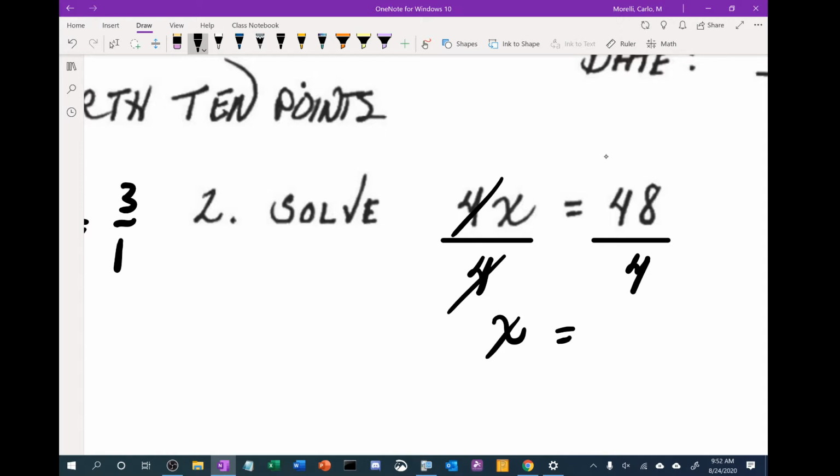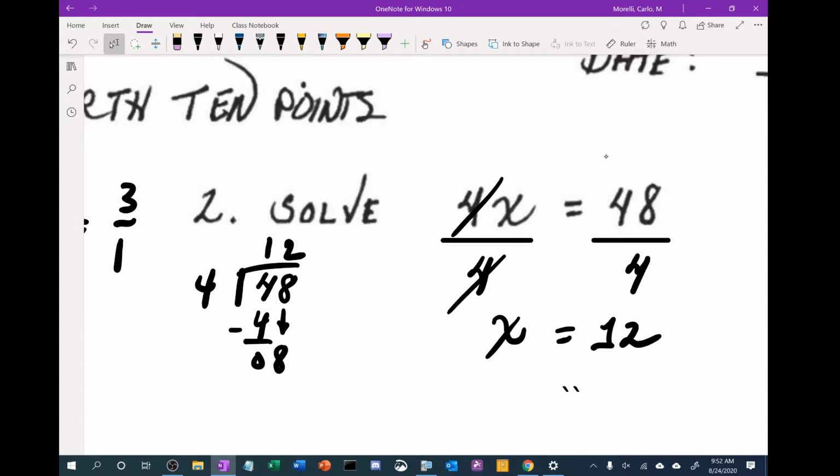Okay, so if we didn't know what that is, we've got a couple of options. 48 divided by 4. Here we could do it long division style. 4 goes into 4 one time. 1 times 4 is 4. No remainder. Bring down the 8. 4 goes into 8 two times. So 48 divided by 4 is 12. So the answer is 12.